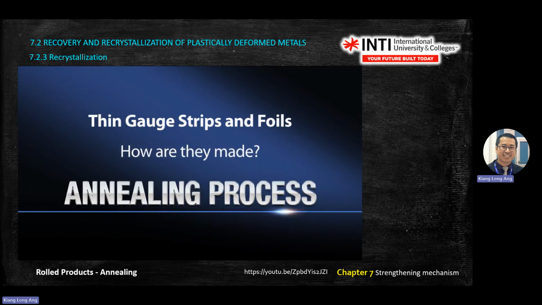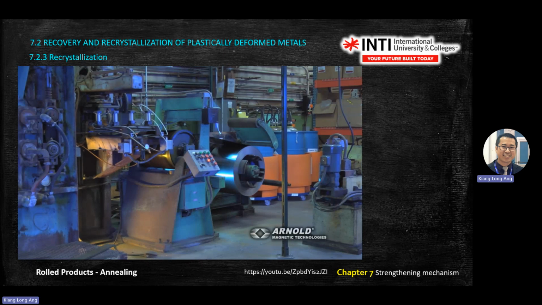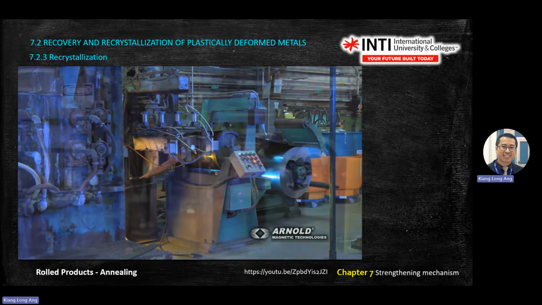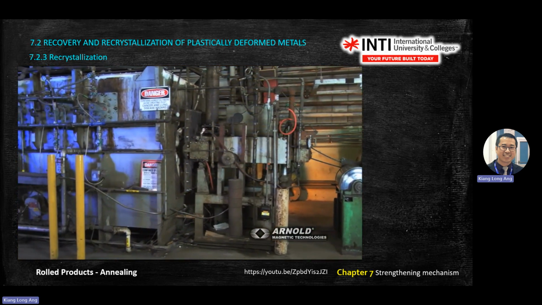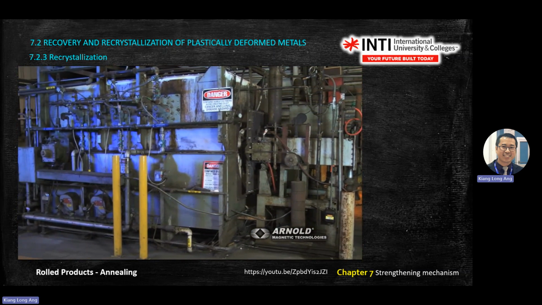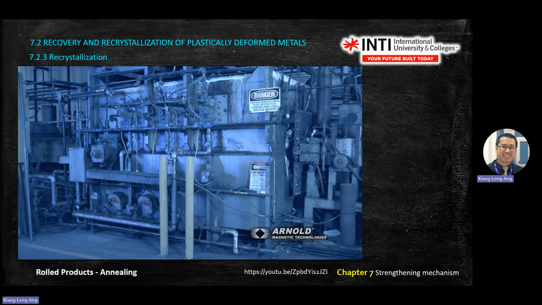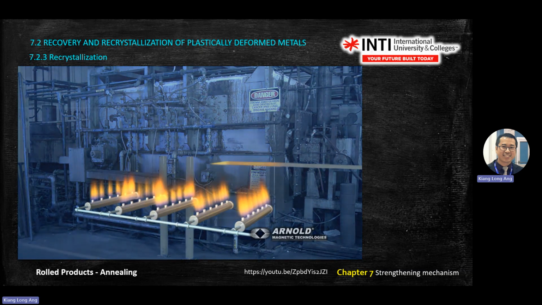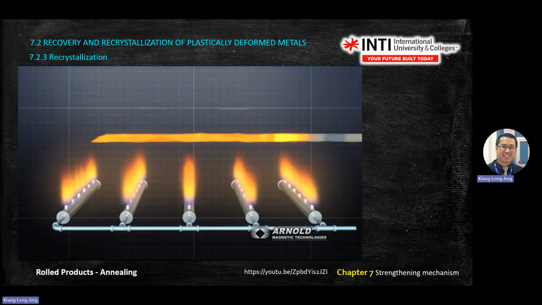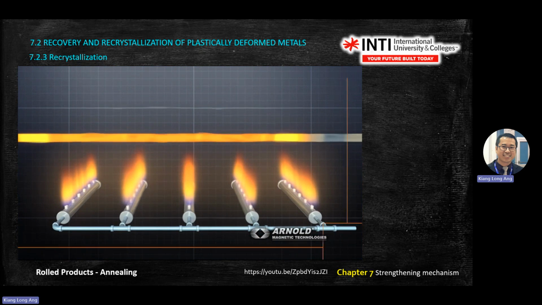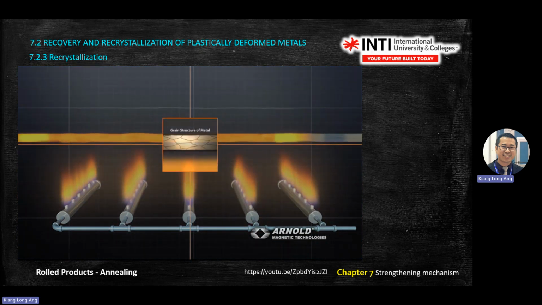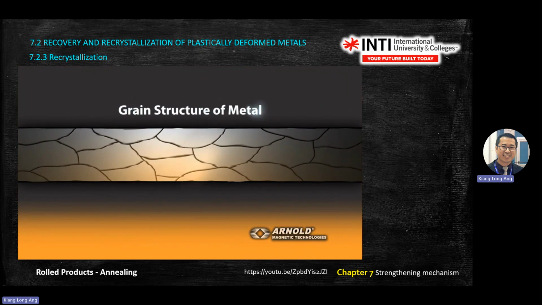So what is annealing? Annealing is heat treatment. They will go through a furnace. The furnace increases the temperature. So the metal goes through and is heated up. Then the three phases will happen. So the grain structure will start to grow.